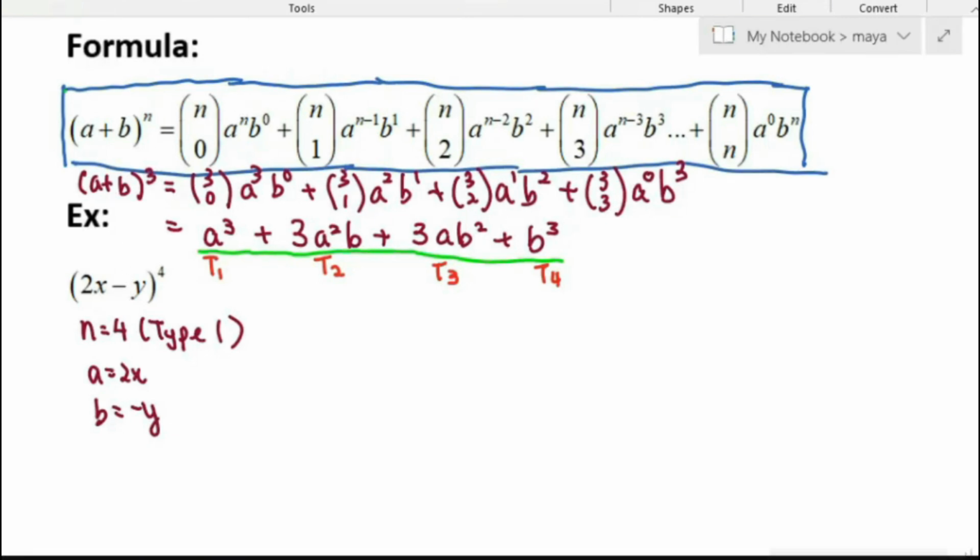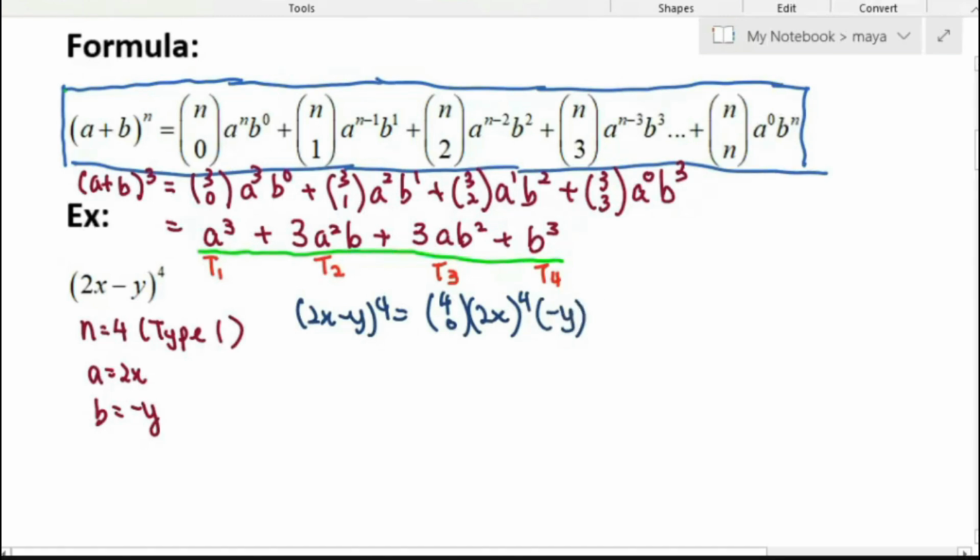So when we expand this thing, we're using formula 2x minus y power of 4. So our formula will start with 4C0. For a, 2x, power to n, that is 4. For b, negative y, power to 0. Okay? Substitute what's your a, what's your b. Then we move on to the second term, 4C1. For the front, 2x, then 4 minus 1, 3. For the back, negative y, power of 1.